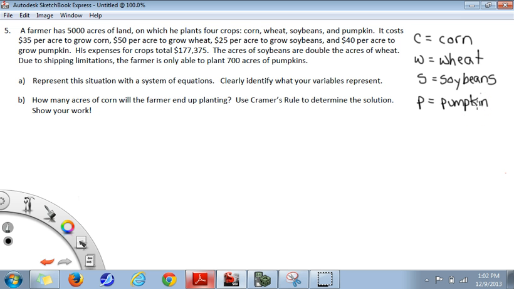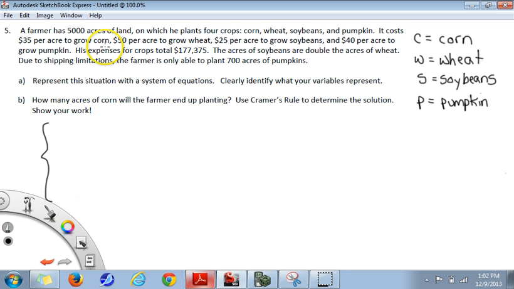Now, general rule with systems of equations is that in order to be able to find a single solution for the entire system, the number of equations that you have has to match the number of variables. So since I have 4 variables in this situation, I need to have at least 4 equations in order to make sure to find a unique solution.